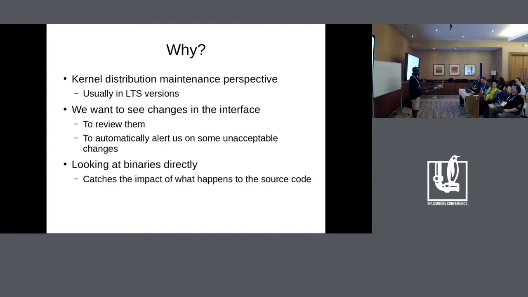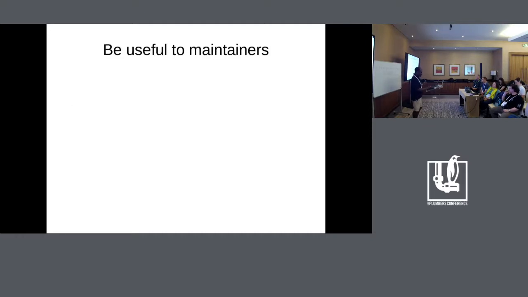So without talking too much, for those who don't know, I wanted to show you how you can be useful to maintainers in a very simple way. I'm going to drive you through a small, real-world example of what we are showing today.